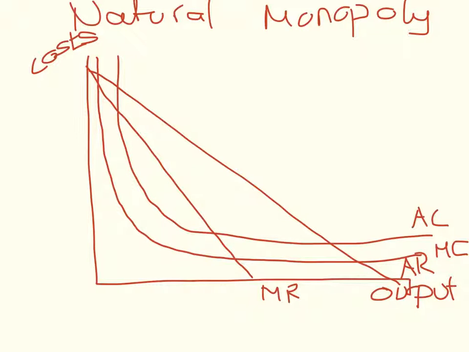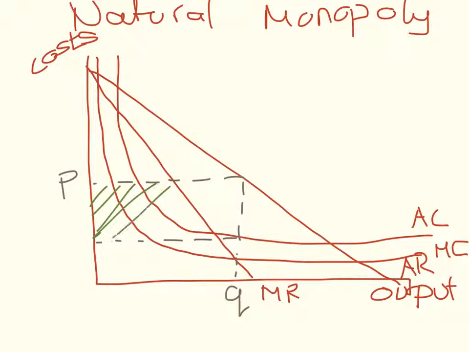So, same rules apply. Even in a natural monopoly, they're going to want to profit maximise, so it's marginal cost equals marginal revenue. So this is the quantity they're going to produce at. If we go up until it hits the average revenue curve, this is going to be the price that they produce at. There we go. And where it goes through the average cost curve, that's going to be the supernormal profit.